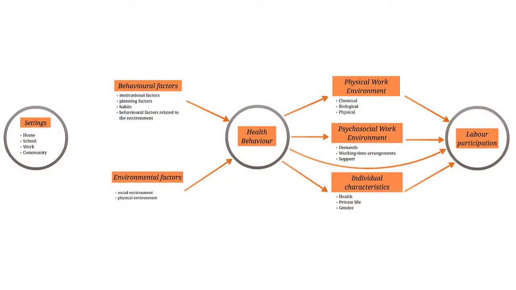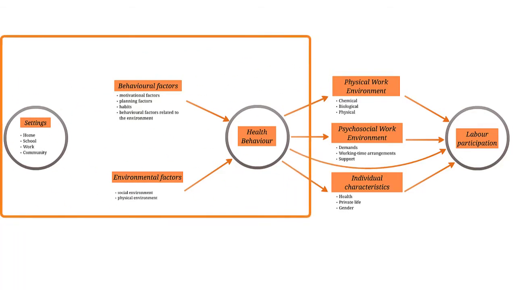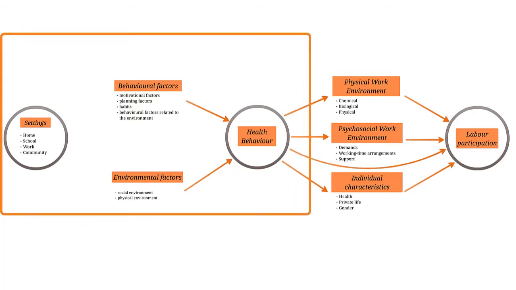In this second video, I will talk you through the model of health behavior. We look at why people perform a certain healthy behavior and how it in turn may affect their labor participation. If we look at the model, we see that it consists of two different parts. First, it explains which factors have an influence on the health behavior of an individual. And second, it looks at how this health behavior may influence their labor participation. In this video, we will zoom into the left side of the model. The final video will explain the right side of the model.